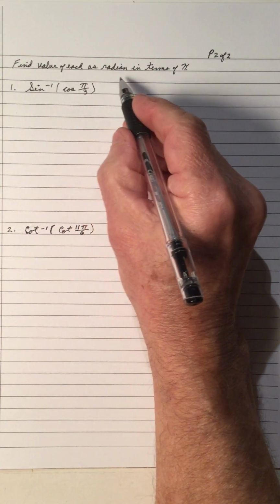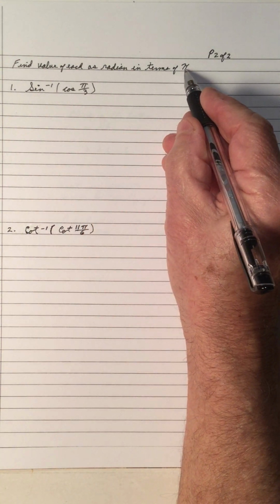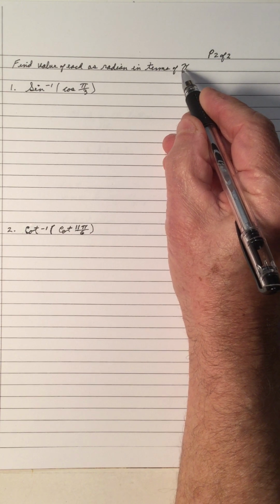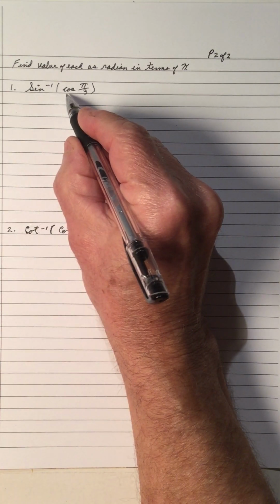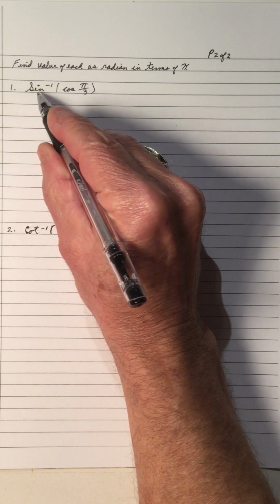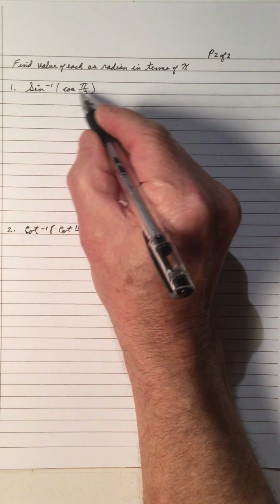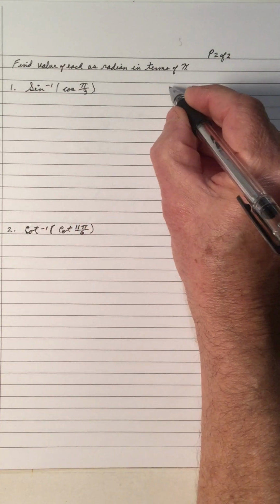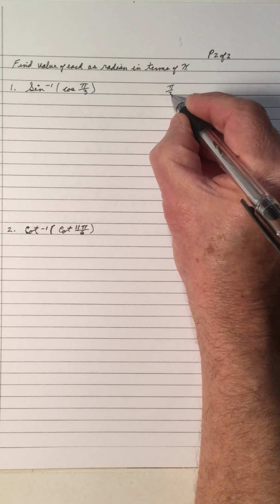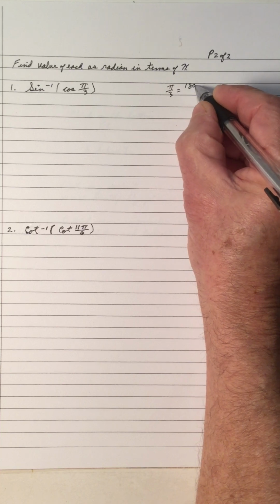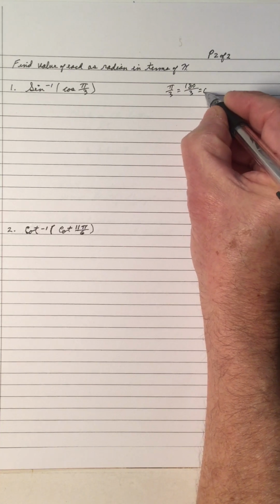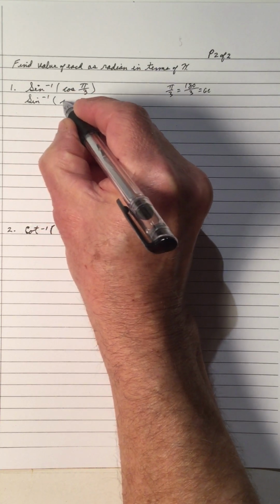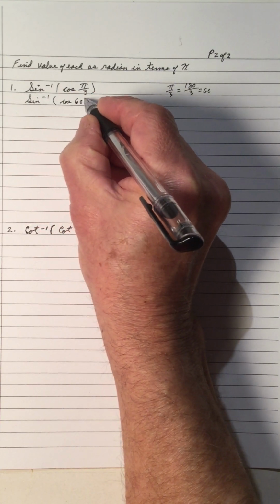Find the value of each as a radian in terms of pi. We want a radian, not degrees. So we have sine to the negative 1 of the composite function cos of pi over 3. Well, pi over 3, pi is 180 divided by 3, so that's 60. So this is sine to the negative 1 of cos of 60.